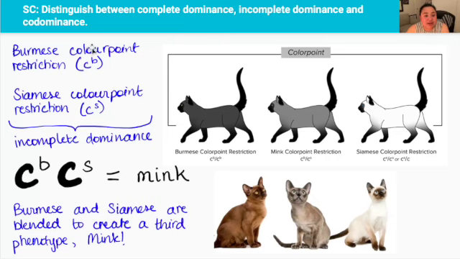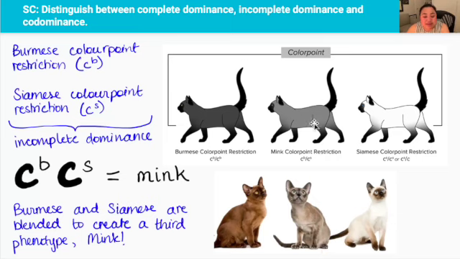In this scenario, there are two alleles for color point restriction. There's the Burmese color point restriction allele, CB, and the Siamese color point restriction allele, CS. A homozygous CB-CB cat will express the Burmese color point restriction phenotype, where the body is only slightly lighter than the extremities. A homozygous CS cat will express the Siamese color point restriction phenotype, where the body is really pale and the pigment is restricted to only the extremities.